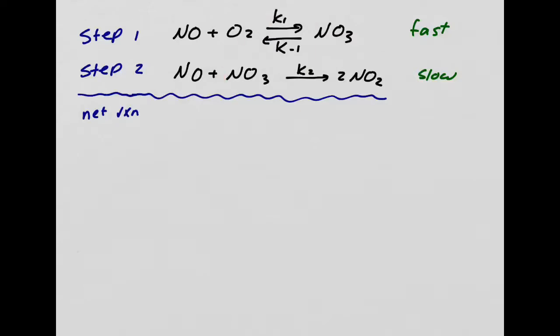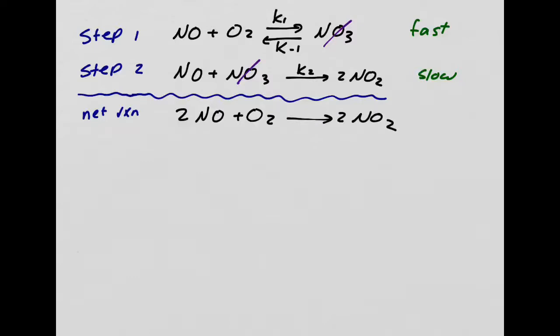Now, when you add up the reactions, you need to cancel out the ones that show up on both sides and are exactly the same. Is there anything I can cancel out? Shows up on both sides, exactly the same? Yeah, the NO3. I can cancel out the NO3. Is there anything else I can cancel out? Not really. Okay, so then I'm going to add up these two reactions. If I do that, I get 2NO plus O2 going to 2NO2.